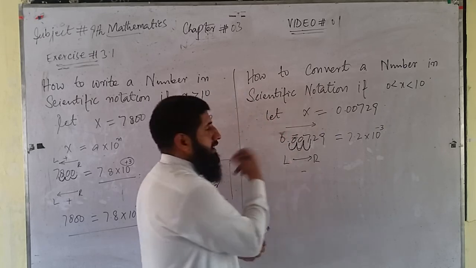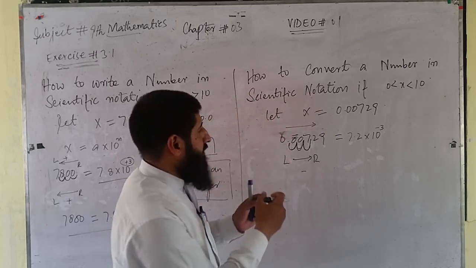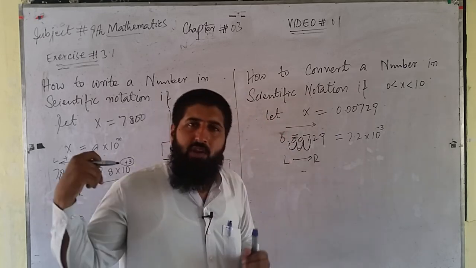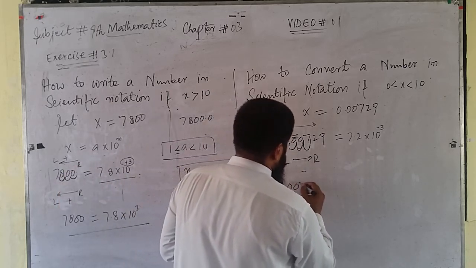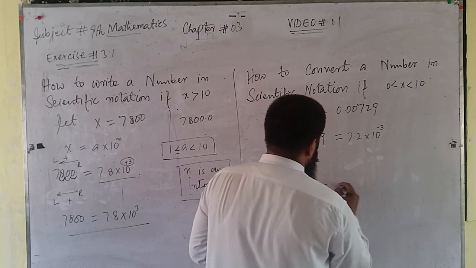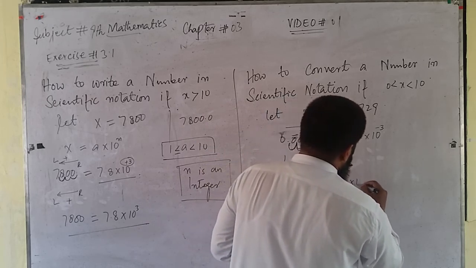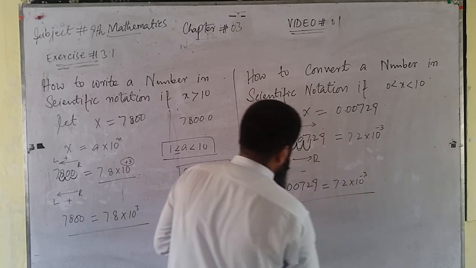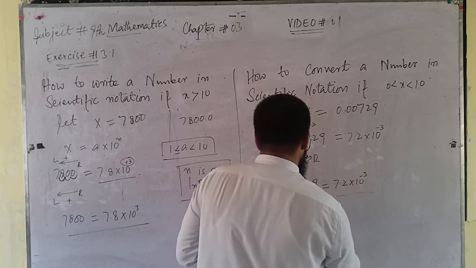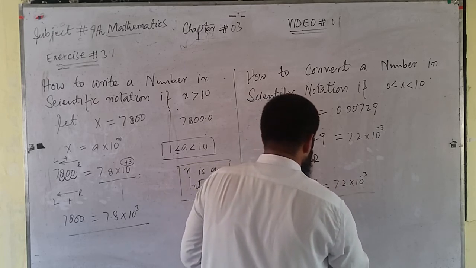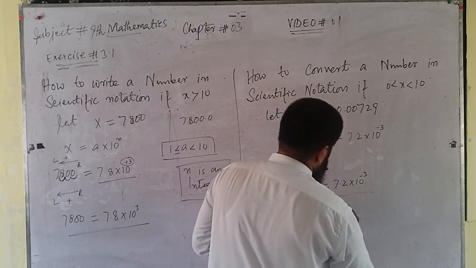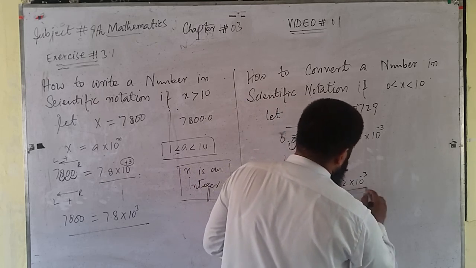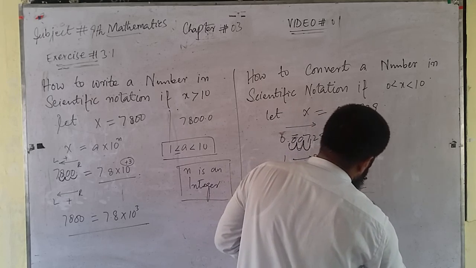In the previous question we discussed that if the point moves from right to left, then it will be positive. So we have converted 0.00729, which is in standard form, into 7.29 multiplied by 10 raised to power minus 3, which is scientific notation, the desired form.